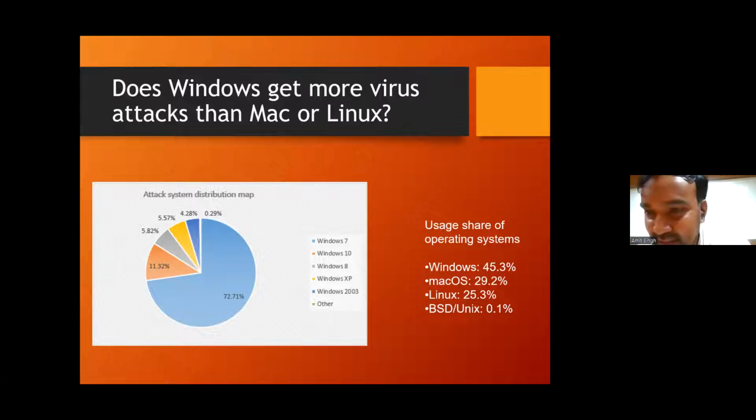Yeah, Mohan Subhat, thank you. Yes, Windows gets more virus attacks than any other operating system. Yeah, thank you, sir. Yes.